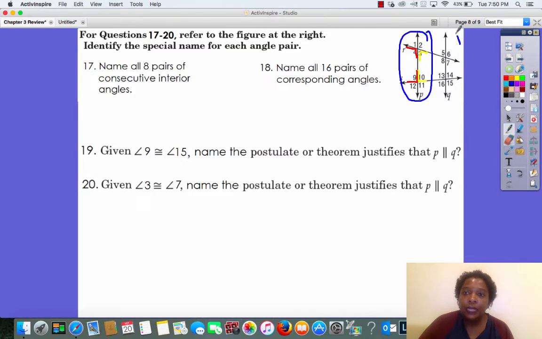Let's do our last set. Again, going up and down. In between the 2 lines. So here's angle 8, staying on the same side of the transversal. Angle 13. And finally, angle 7 and angle 14. If you use colored pencils with an eraser, it makes it a lot easier to find them. And of course, as you're going through, you're writing down in proper notation your pairs. Alright, let's move on to number 18.